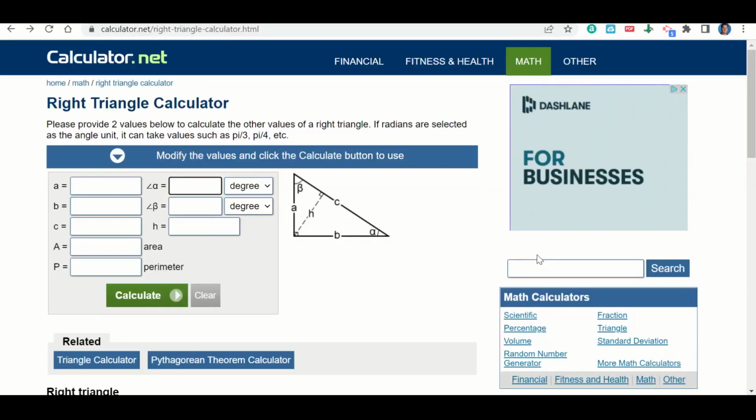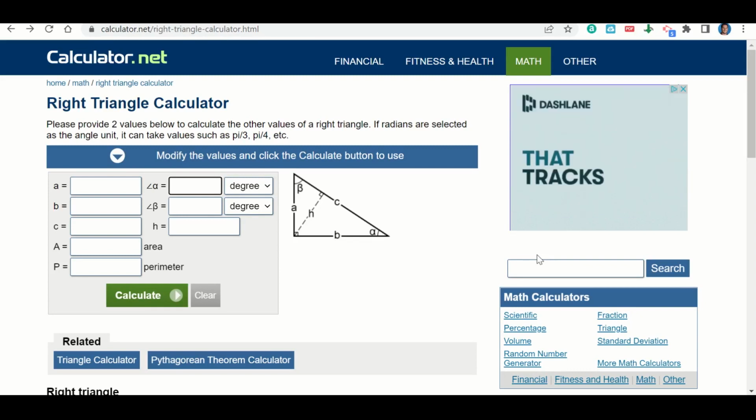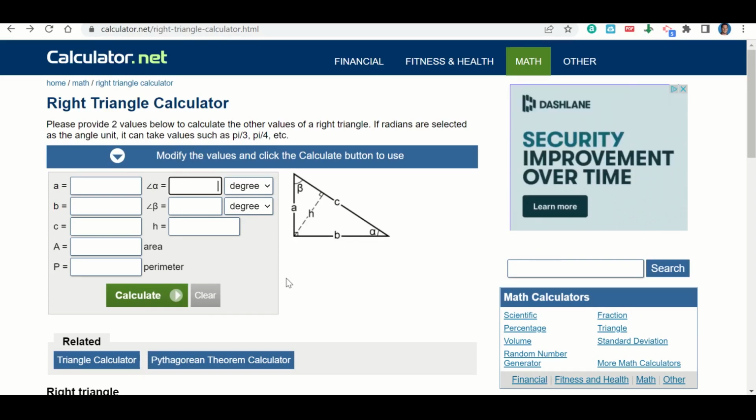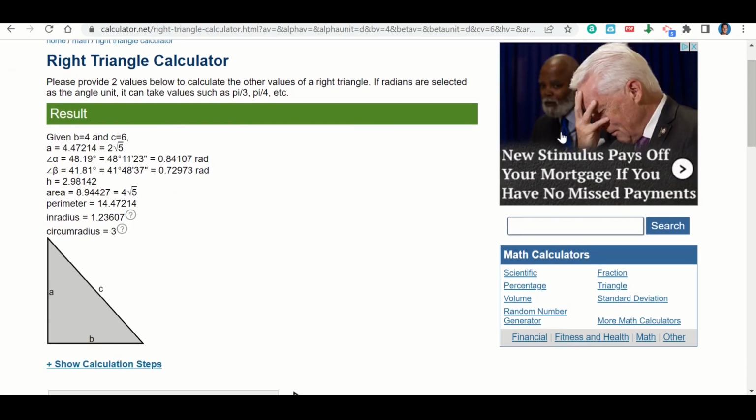Let's talk now about how to check our work when trying to find an angle measure of a right triangle. So in this case, let's assume we're given 2 side lengths and we're expected to find an angle measure. So let's say in this triangle we know that C is 6 and we know that B is 4. And let's say that we're trying to find angle alpha, in this case, this angle here. Well, we put it into the calculator. B is 4 and C is 6, and we hit calculate, and notice it's going to tell us everything else we need to know.